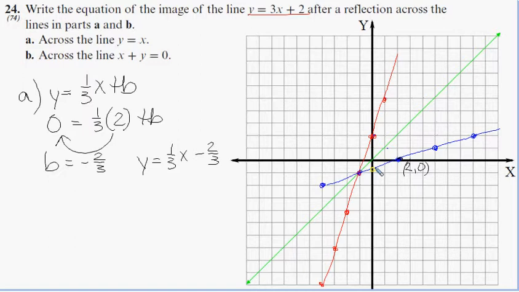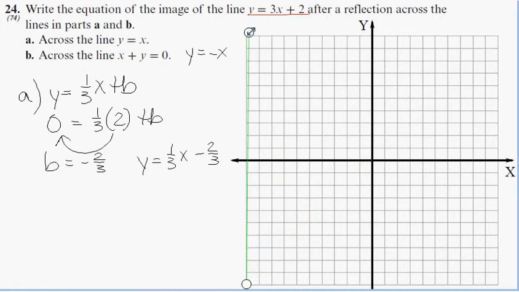Now we need to reflect it across the line y equals negative x, because when I get this by itself, I'll get y equals negative x. Let me erase all of this, and we'll get the y equals x line done. Now we need to bring this line over like this so that we have the new line of reflection. So there we go. Pretty good. Now we're ready to work on B.